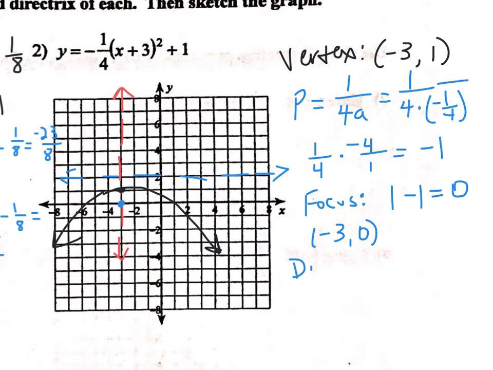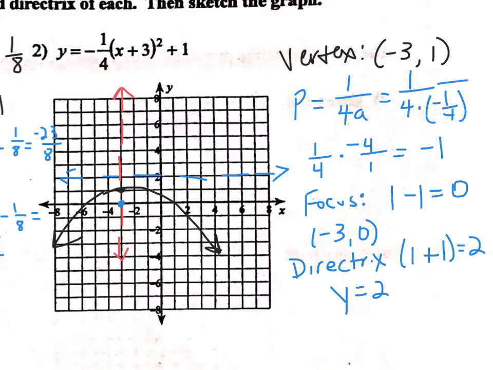The directrix is going to be in the opposite direction of that. So I take my value for my vertex, which was 1, and this time I add 1. And that gives me 2. So my equation for my directrix is going to be y equals 2. So you have to make sure you know what direction you're going. So this is my directrix, the blue line, and my axis of symmetry is the x equals line.